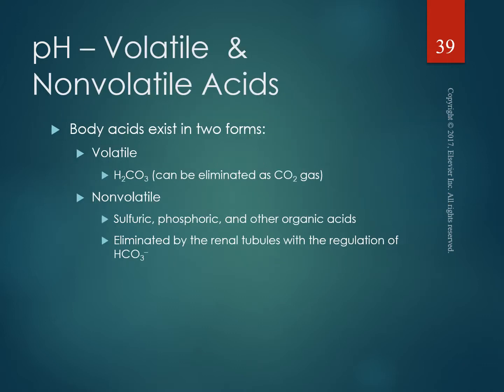So, pH, volatile and non-volatile acids. Body acids exist in two forms. There's volatile, which is your H2CO3 that can be eliminated as CO2 gas, or there's the non-volatile, which can be eliminated by the kidney. That's sulfuric, phosphoric, and other organic acids. They are strong acids, readily released by their hydrogens. The hydrogens are secreted into the urine, so they're eliminated by the renal tubules with the regulation of the HCO3.